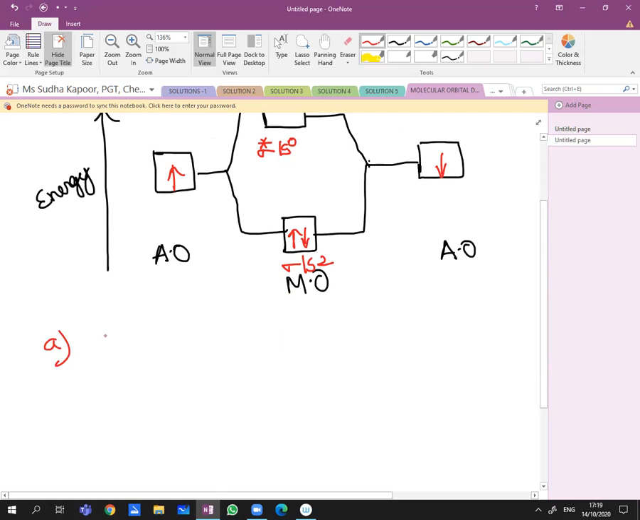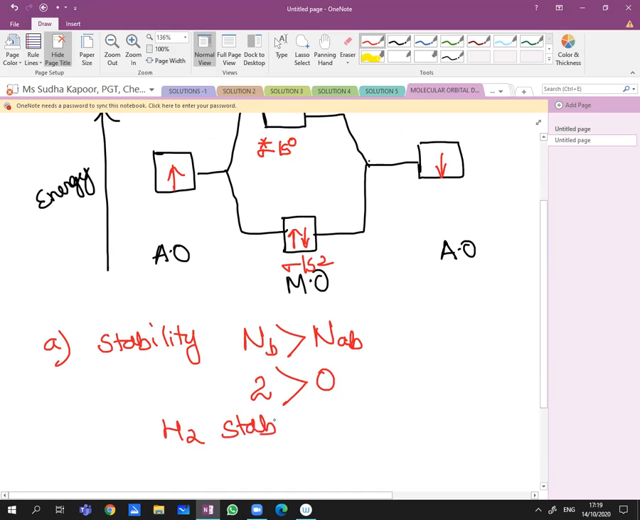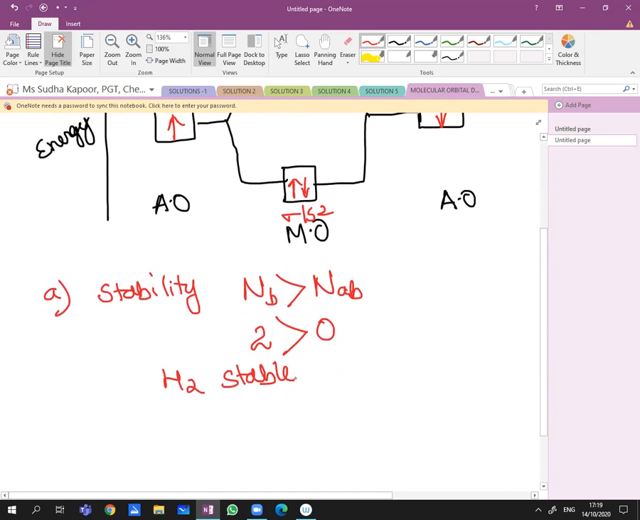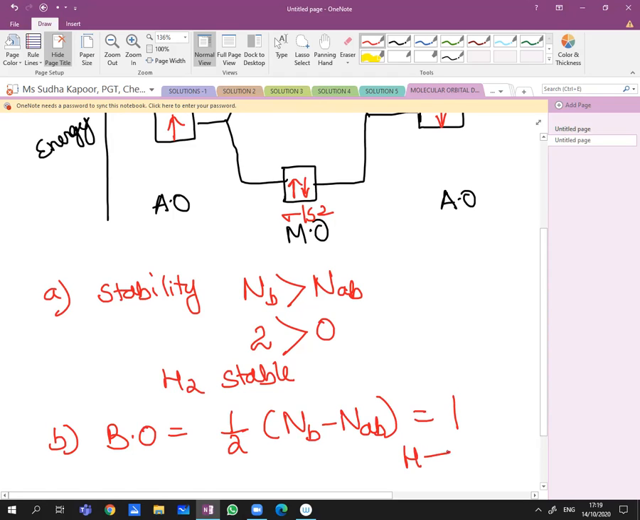To know whether the molecule is stable or not, we know that for stability the number of bonding electrons must be greater than the number of anti-bonding electrons. In this case, the bonding electrons are 2 and there are none in the anti-bonding case. So 2 is greater than 0, which means H2 is stable in nature. Now, we will calculate the bond order also. The formula of bond order is half of the number of bonding electrons minus the number of anti-bonding electrons. This comes out to be 1, and we know that the bond present in the hydrogen molecule is a single bond.